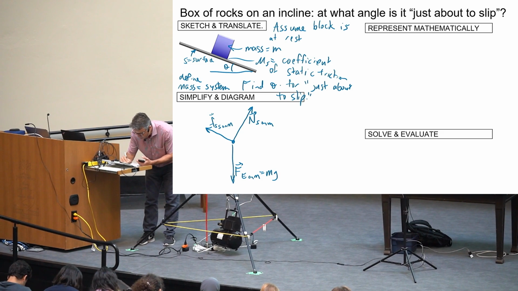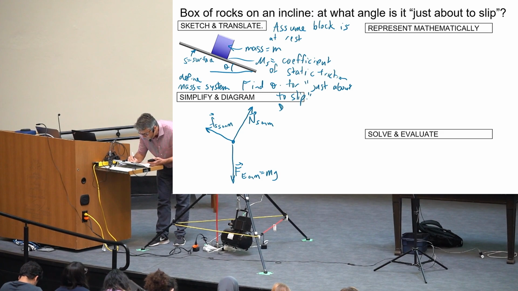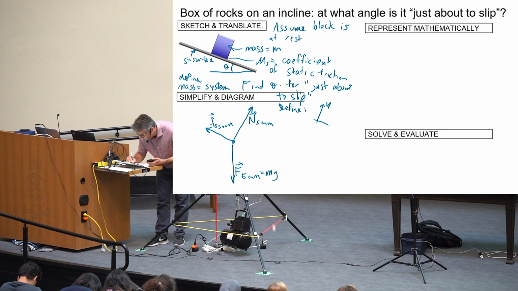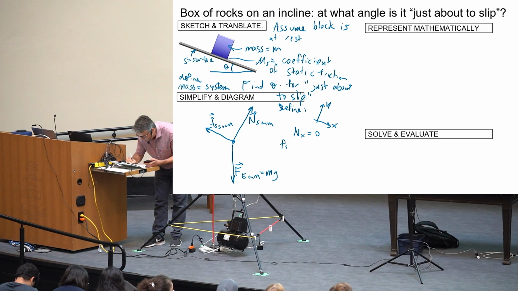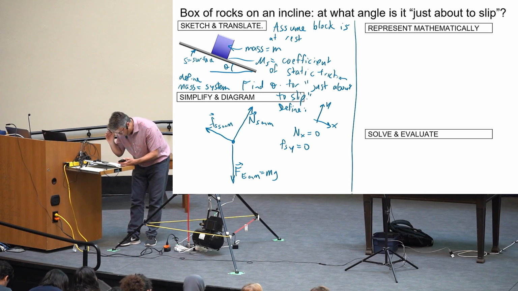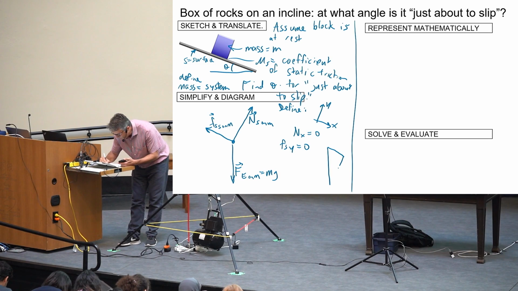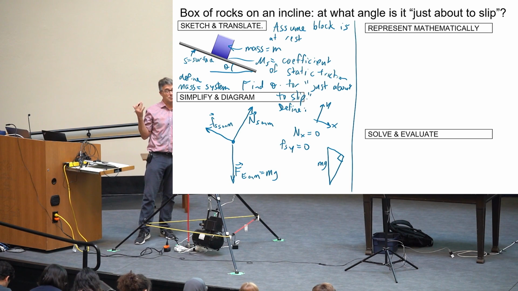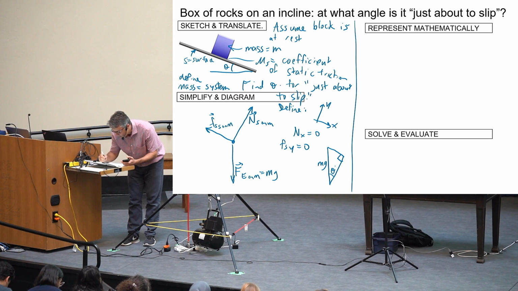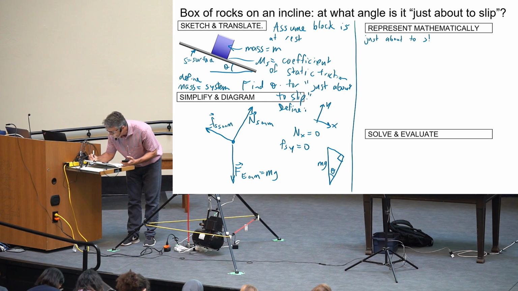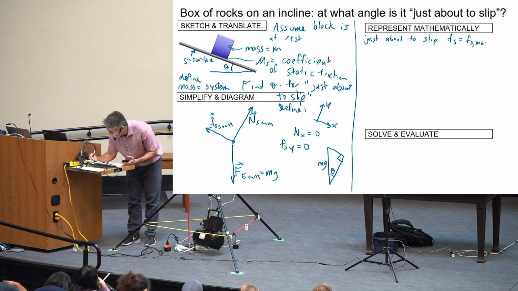And then what I want to do is tilt my axes, so that I've got y like that and plus x like that. Tilted axes, so that n sub x is equal to 0, and also f sub s in the y direction is equal to 0. So that's going to simplify some of my equations a little bit. The only thing it complicates is the force of gravity. So I can draw a little right angle triangle, where you must be careful that the real force always ends up being the hypotenuse on your diagram. And then you have to carefully figure out where the theta is. Theta is either going to be up here or down here, and I think it's down here. But you might want to try to convince yourself of that. So just about to slip. What that means is that F sub s equals F sub s max. And we have an equation for that, which is mu sub s times N.